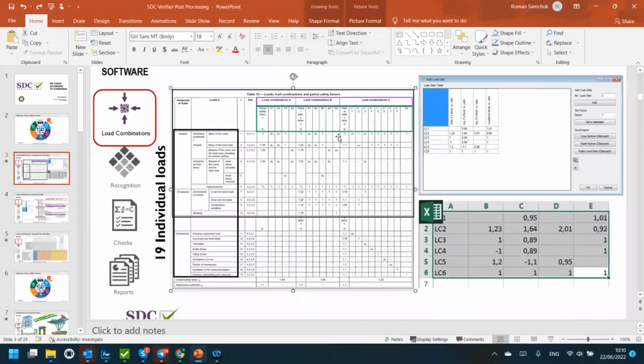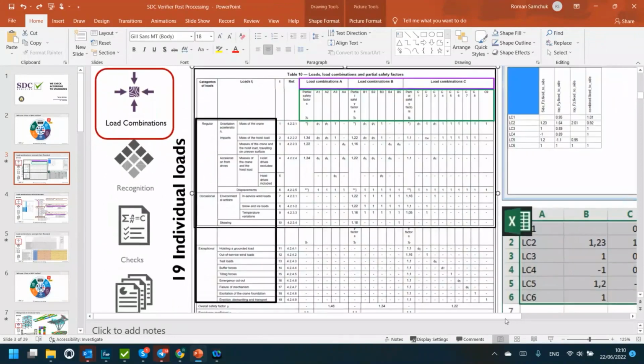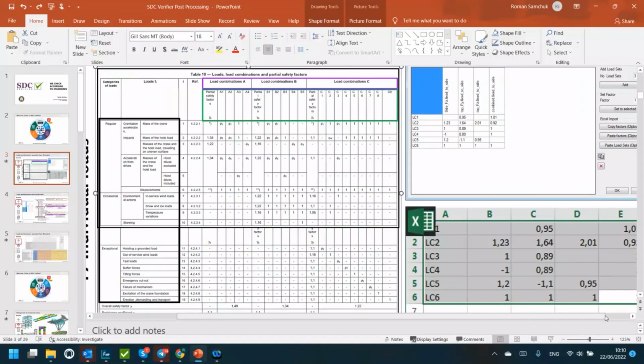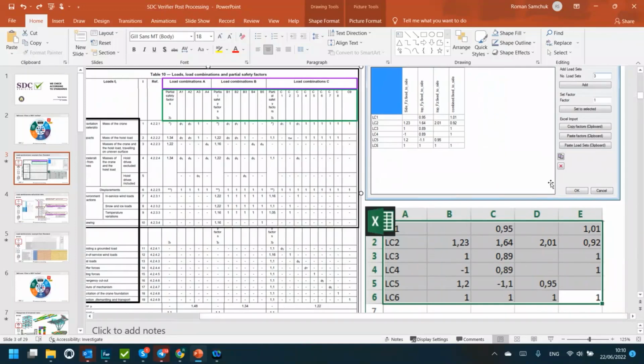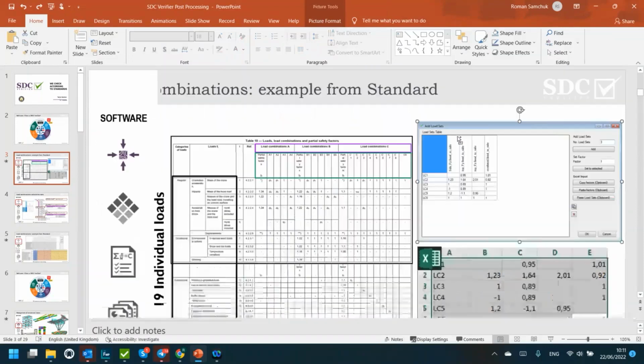How does this table work in SDC Verifier? On the top right corner, you see the standard window of the software. This is a kind of matrix functionality. It can be linked together with an Excel file. We know that a lot of engineers are used to Excel files and make templates for the load combinations. So you're able to simply prepare the load combinations in the Excel file you're used to, and copy and paste directly into the SDC Verifier window. If you don't want to do that, you of course can do it directly in the software, as shown on the screen.